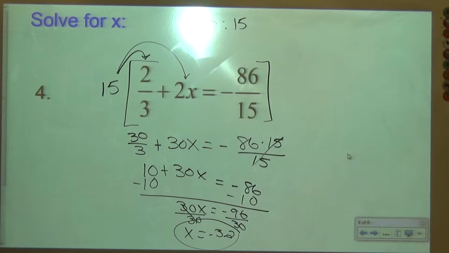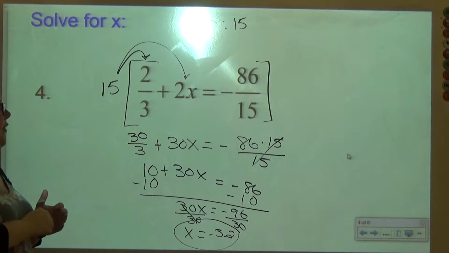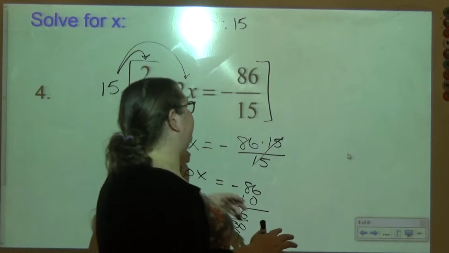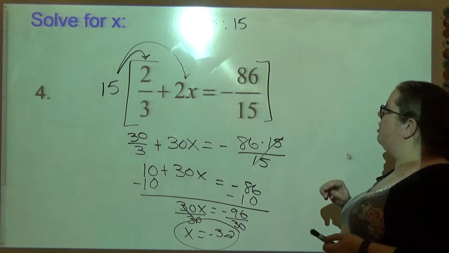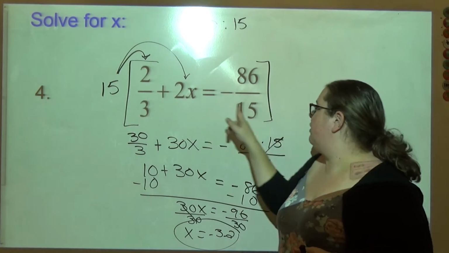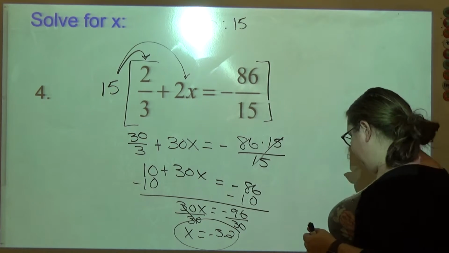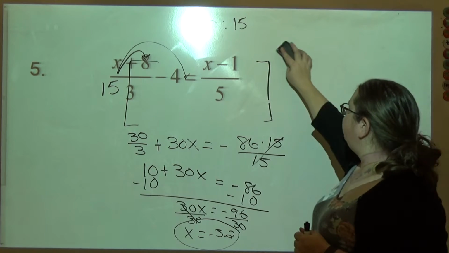That's it. Not so bad, right? If you can distribute, you can do this. This one was a little weird. If you had trouble with this, I just don't have a calculator, and I don't really want to multiply 86 times 15. The whole idea is this 15 and this 15 will cancel each other out. So we're just left with the numerator. Alright, a little harder.